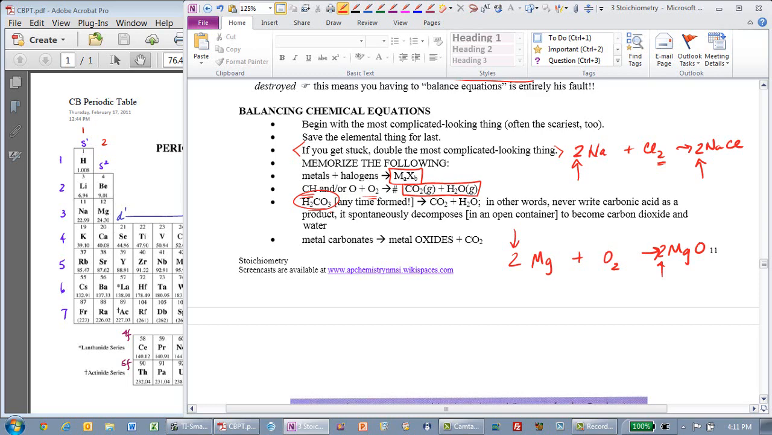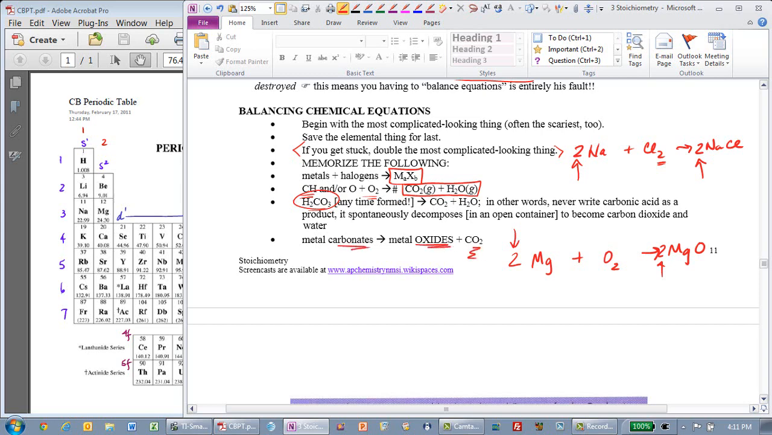So never write carbonic acid as a product because, again, it's going to spontaneously decompose in an open container like a beaker, a flask, a test tube. Now, if you've got it sealed up, that's what we do, is we bubble carbon dioxide into a sugary water solution to give it that fizz when we make soda pop. But you know what happens if you leave the lid off. And then metal carbonates are going to make metal oxides and carbon dioxide.